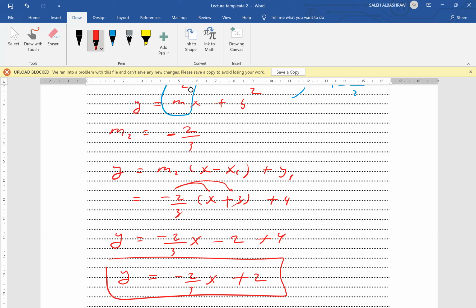Again, to find the slope of the perpendicular line, just write the slope, or the m1, upside down and change the sign. It is the negative of the reciprocal. Just write it upside down. And that with a negative sign will give me m2.